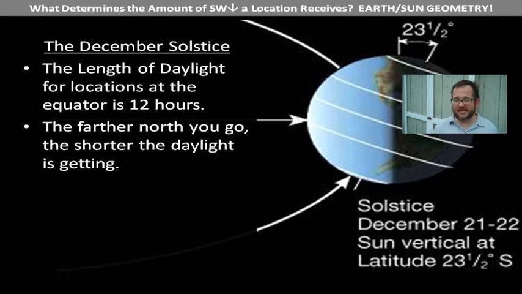So this is why the length of daylight gets shorter and shorter in the winter the farther north you go. Thinking of my experiences in Germany, in November and December, when the length of daylight is very short, the sun might set by 4 o'clock in the afternoon and not come up until 10 o'clock in the morning. It's really dark at those latitudes in the winter.